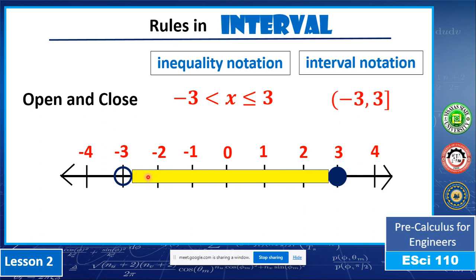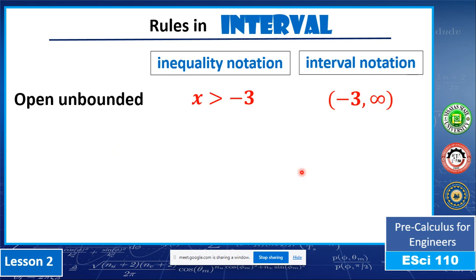I use yellow rectangles to highlight because these are the values of your x. So that's open and close. You have a hollow and a solid, or a parenthesis and a brace. For open unbounded, there are two. Take note, for open it is always a parenthesis.